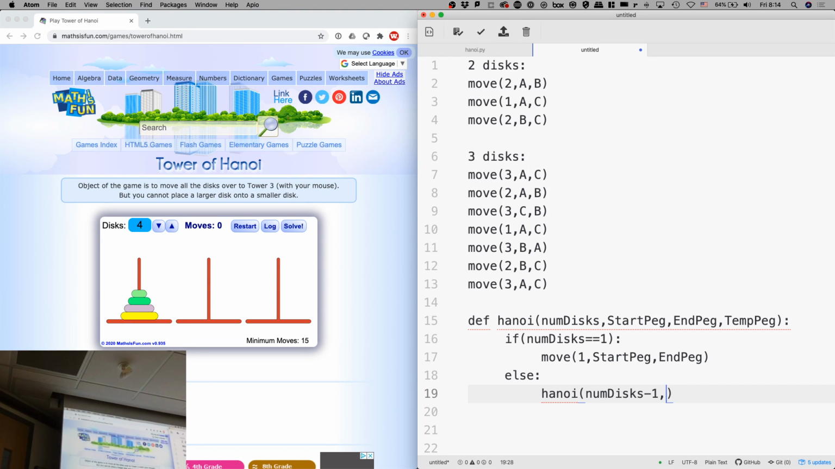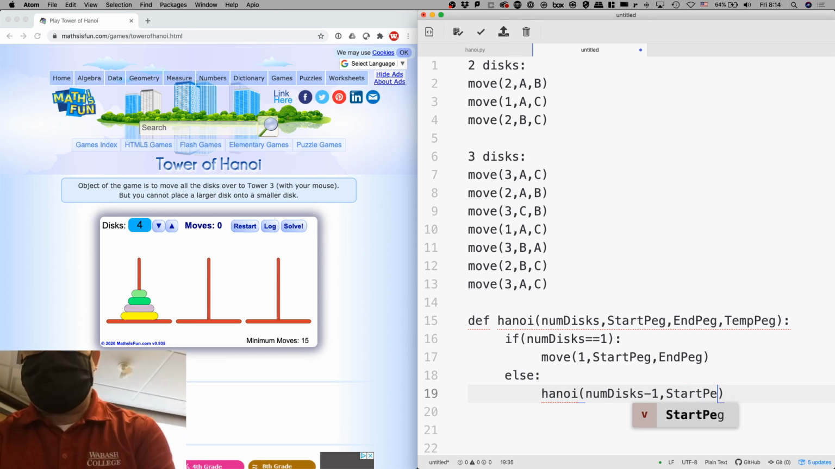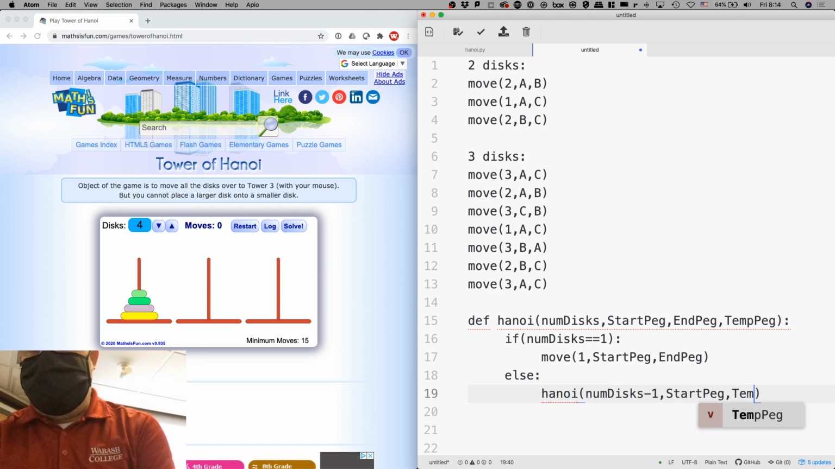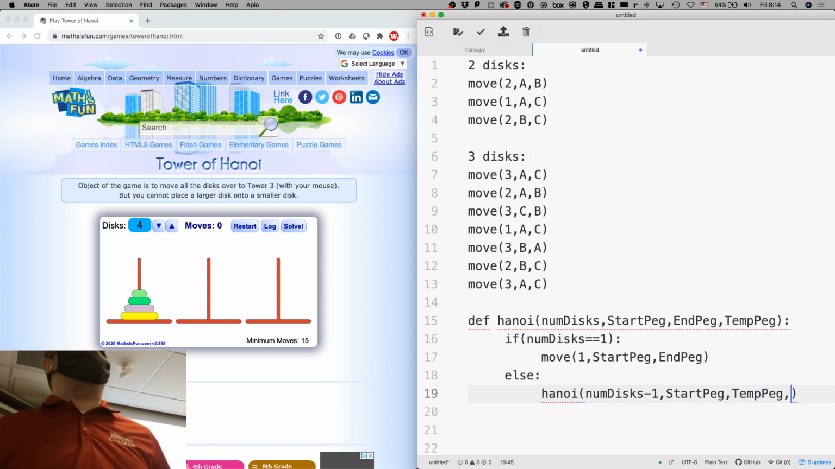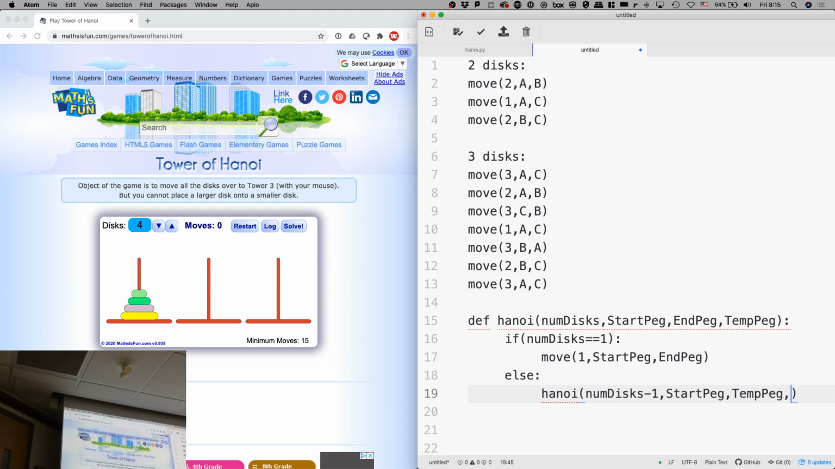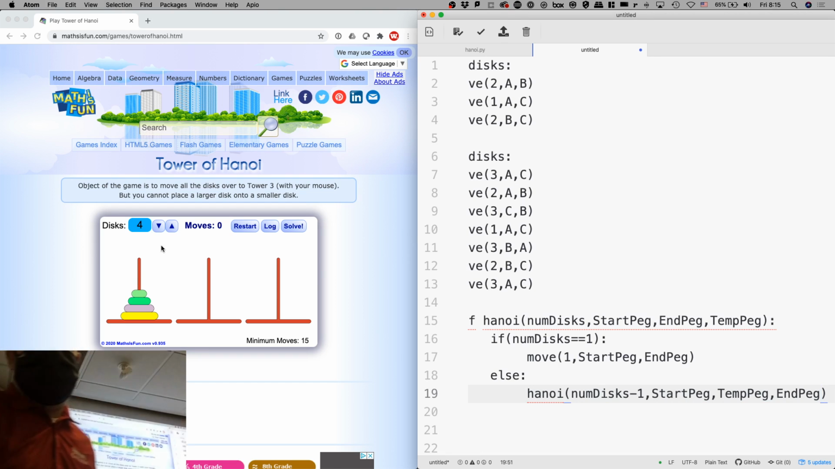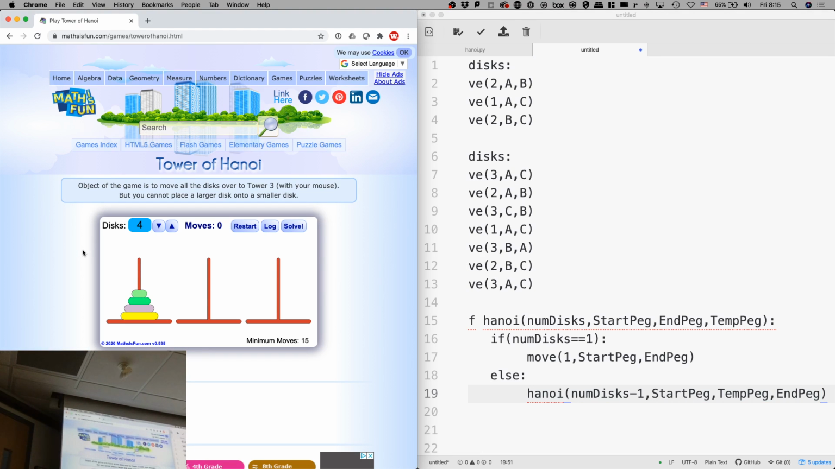Now, where am I moving them from? I'm moving them from the start peg to the temporary peg. And who am I using as my temporary storage space? C, which is the ending peg. I know that seems funny. What I mean by that is, here, let's move those 3 disks.